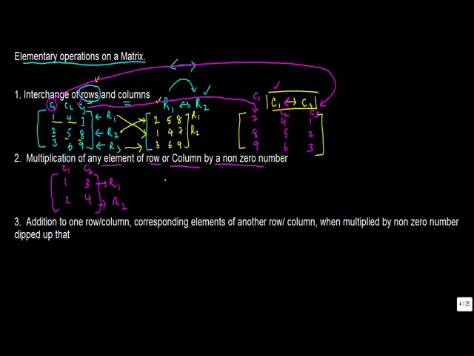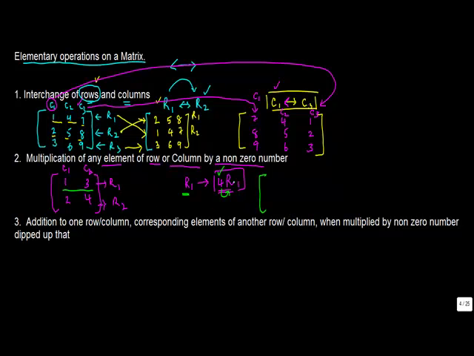So let's say you were told R1 becomes 4 times R1. Now by writing this, what do you mean? Basically, where is R1? R1 is this, 1, 3. What we mean is that R1 is to be changed such that R1 becomes 4 times R1. Or each of the elements of R1 has to be multiplied by 4.